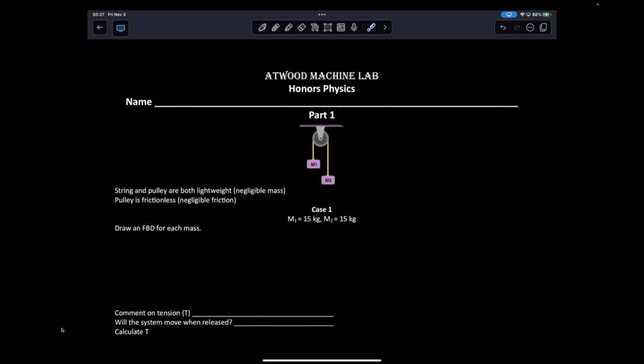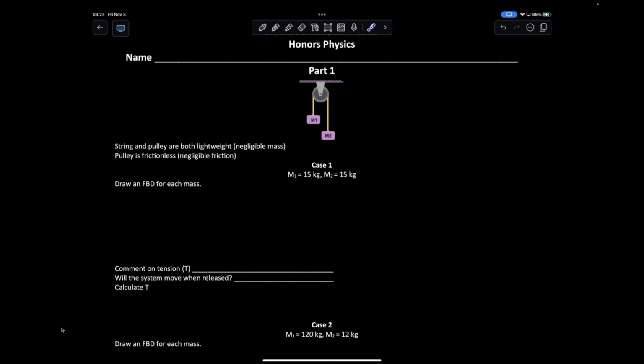A recap of our lab for Atwood machine. So we started with the warm-up. If we have two blocks on a string connected over a pulley, and each block has equal mass, both of them in this case are 15 kilograms.